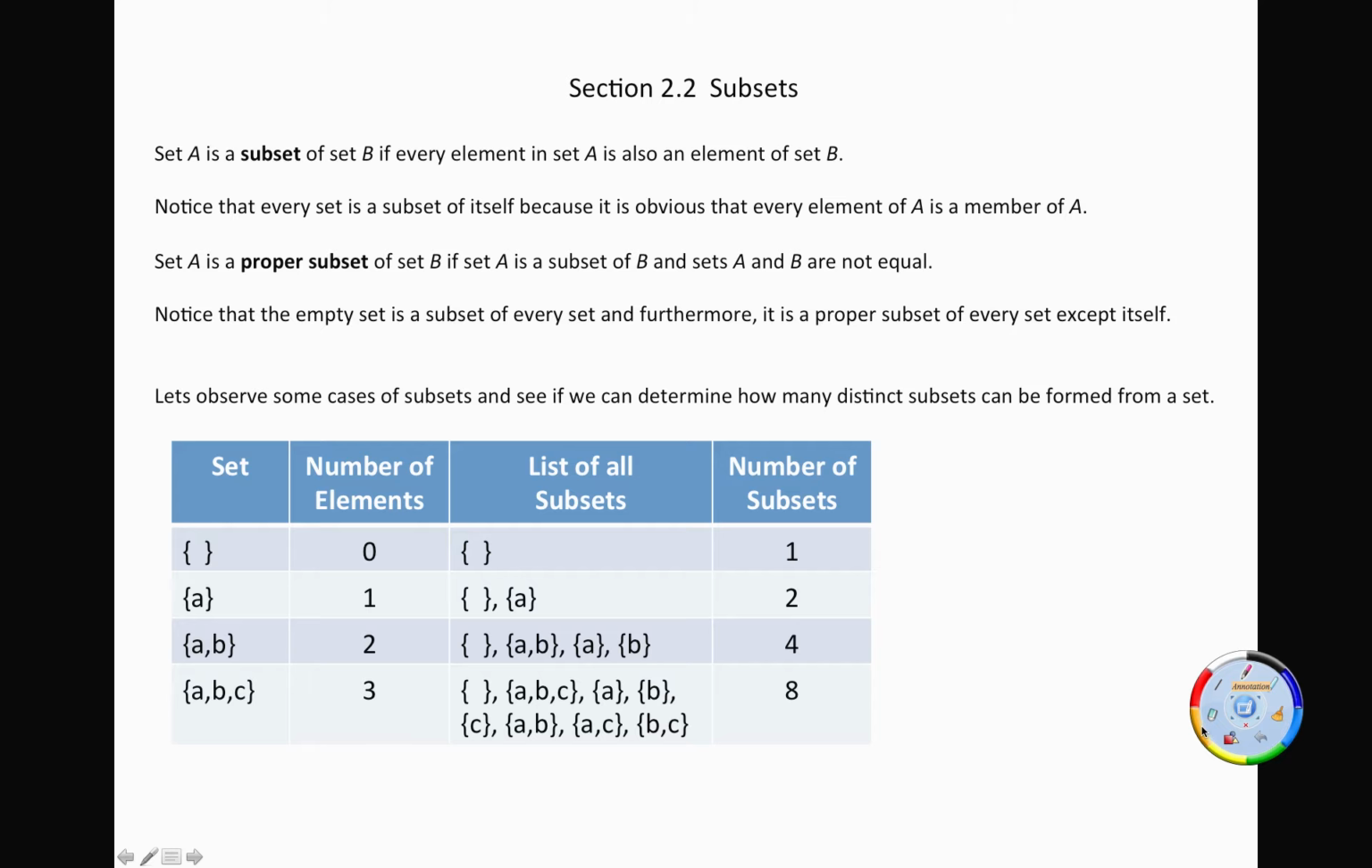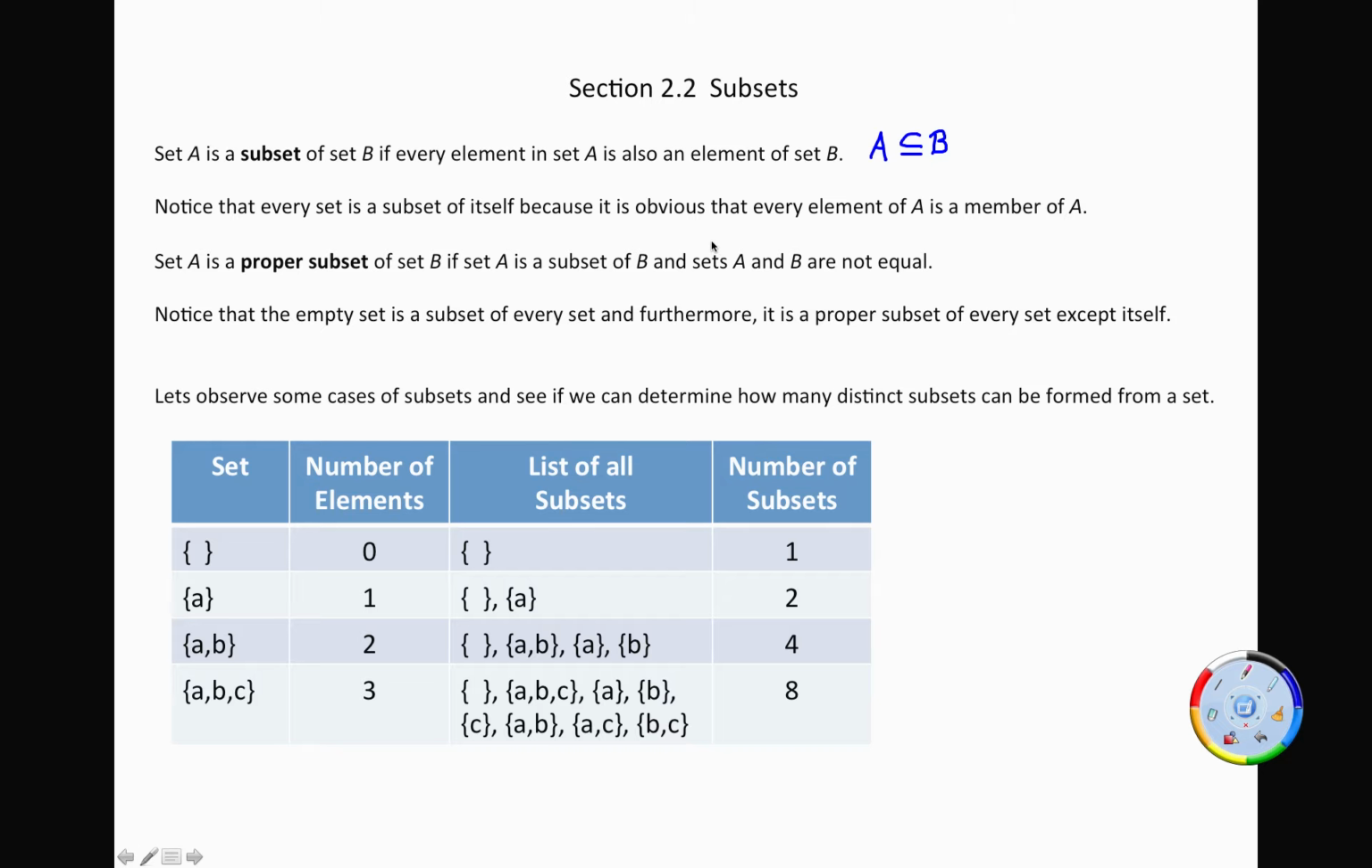Okay, let's look at section 2.2 subsets. Set A is a subset of set B if every element in set A is also an element of set B. And the notation for that looks like an elongated C with a line under it. So that's read A is a subset of B. Notice that every set is a subset of itself because it's obvious that every element of A is a member of A.